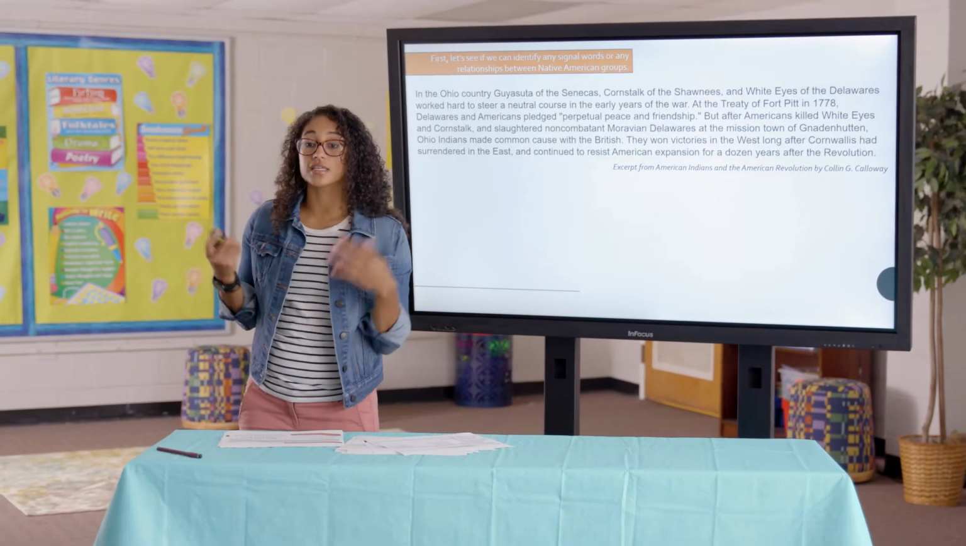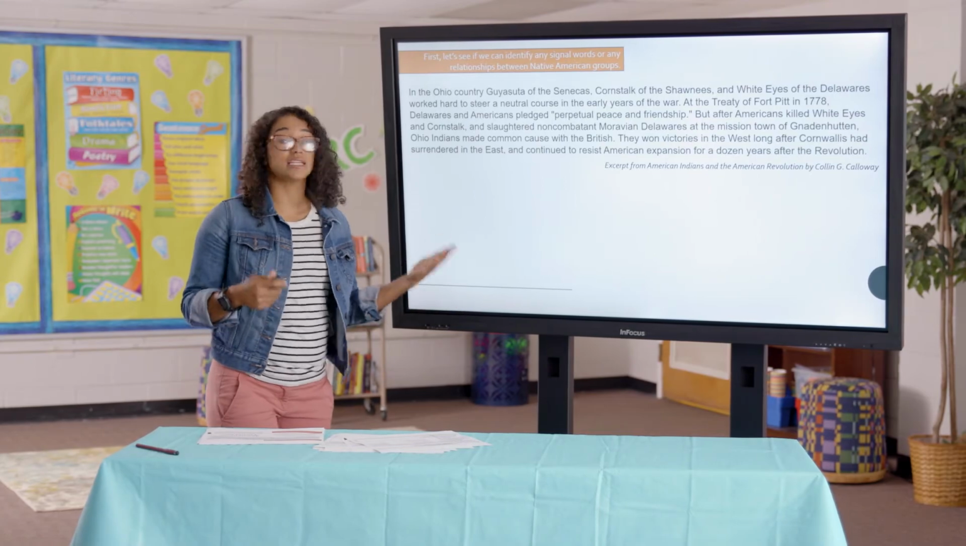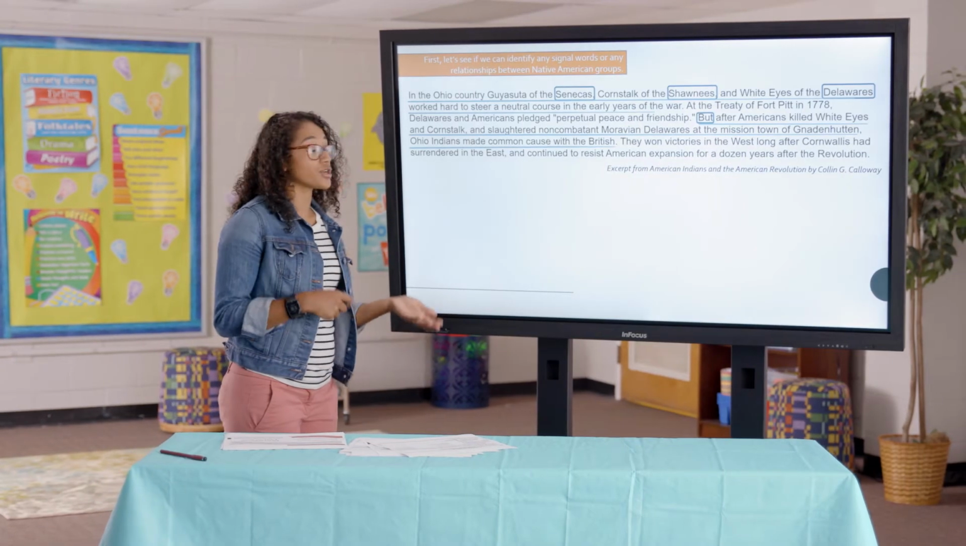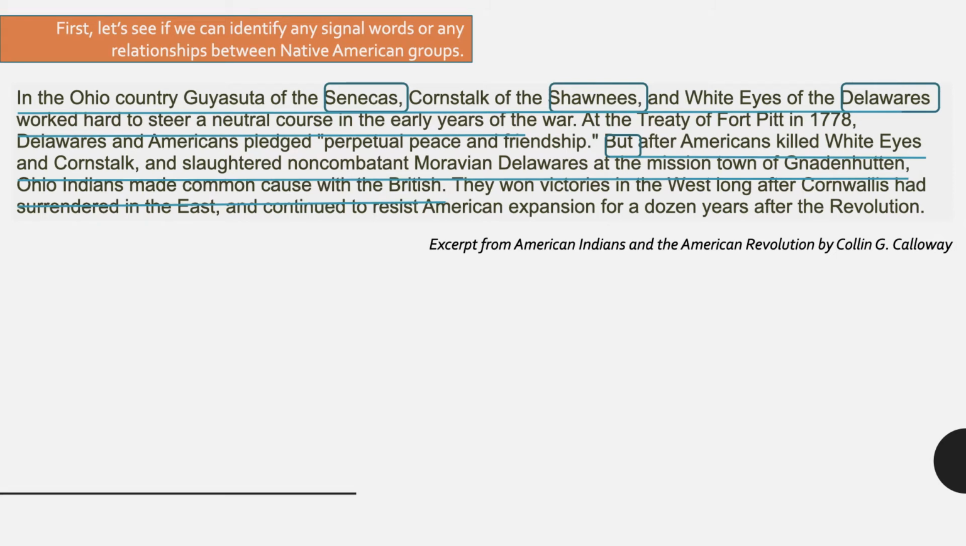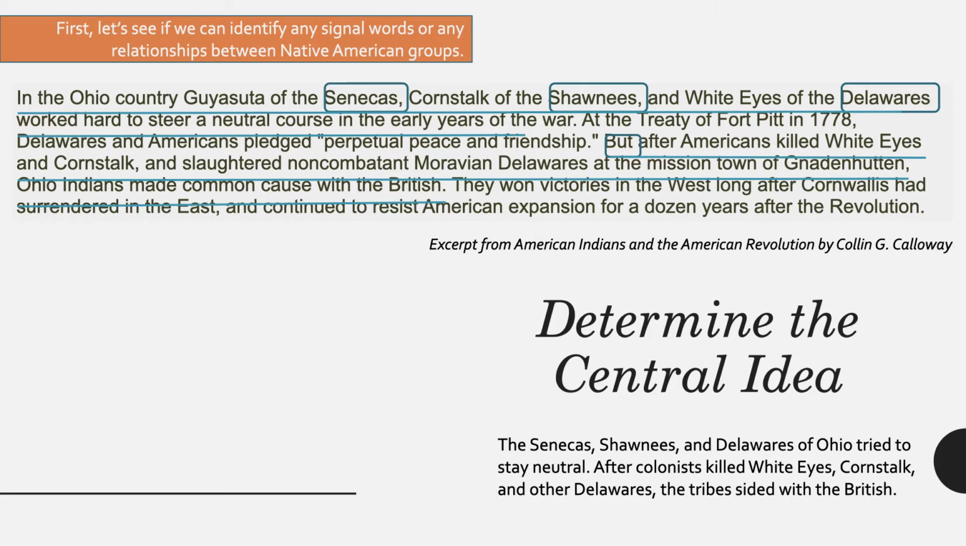Now let's look to see the different groups that were involved. We did have these three groups that did try to remain neutral at the beginning, but then after their leaders were killed and people were killed, they decided to side with the British. And knowing that, we can determine our central idea. The Senecas, Shawnees, and Delawares of Ohio tried to stay neutral. After colonists killed White Eyes, Cornstalk, and other Delawares, the tribes sided with the British.